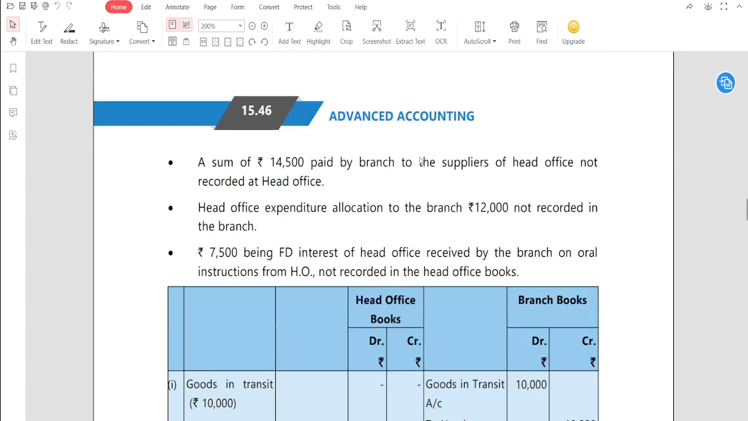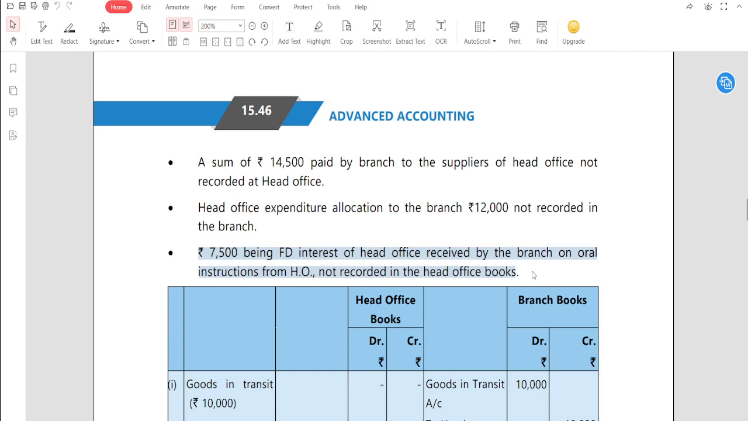Next, head office expenditure allocated to the branch, 12,000, not recorded in the branch. It means the HO expenditure of rupees 12,000 has not been recorded in the branch books. Then 7,500 being FD interest of HO received by the branch on oral instruction from HO, not recorded in the books of the HO. Oh, very interesting. See, it's a very interesting journal actually given, like you can say journal type information. It means they have given 7,500.